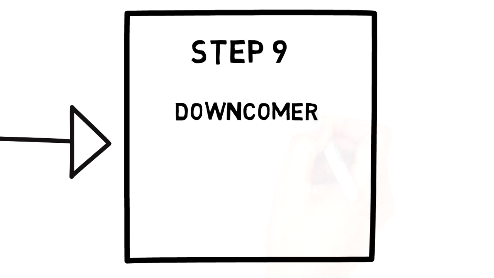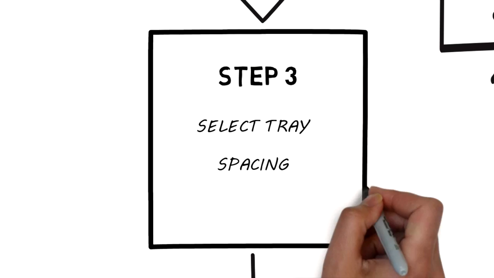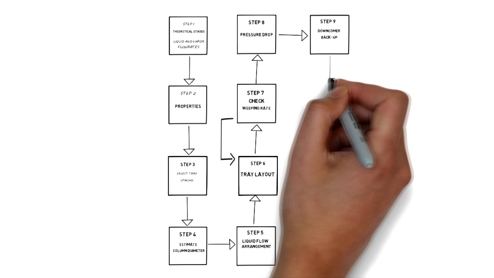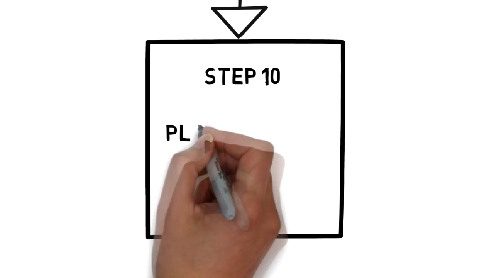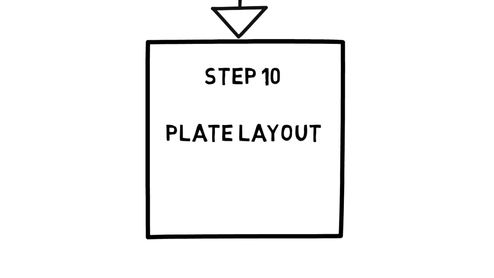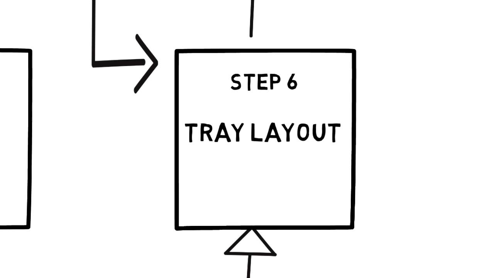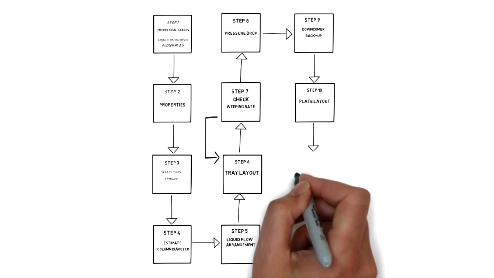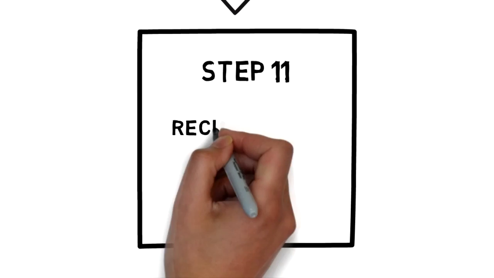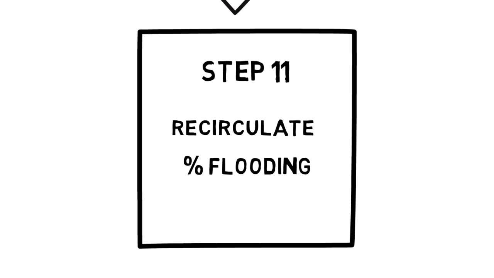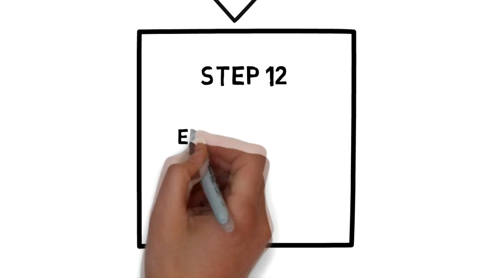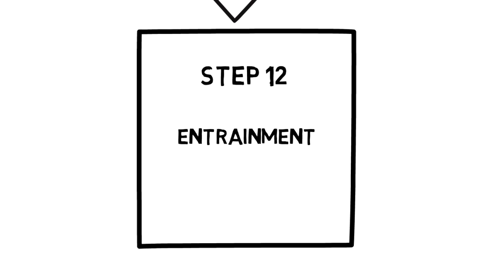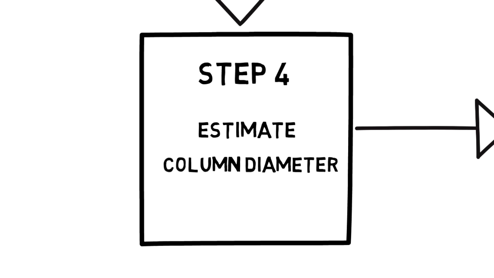By checking the downcomer backup. If it's too high, then go back again to step number 6 or number 3. Step number 10, we will decide the plate layout, and if it's unsatisfactory, then return to step number 6. Step number 11, we will recalculate the percentage of flooding based upon the selected tower diameter. Then, step number 12, we will check for the entrainment. If it's too high, then return to step number 4.